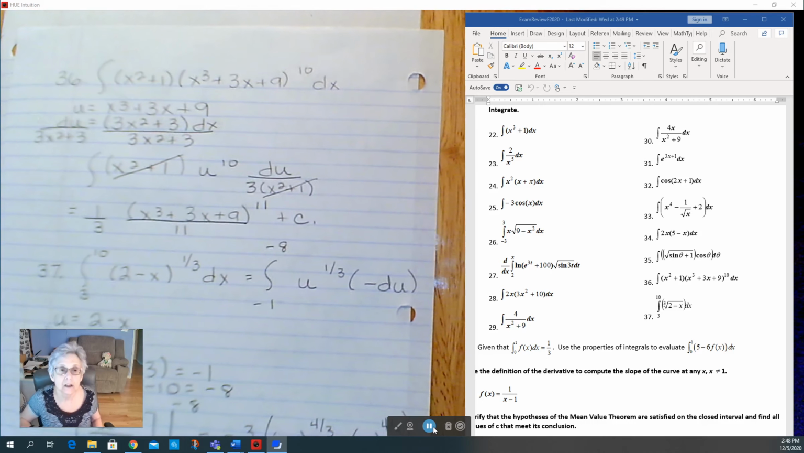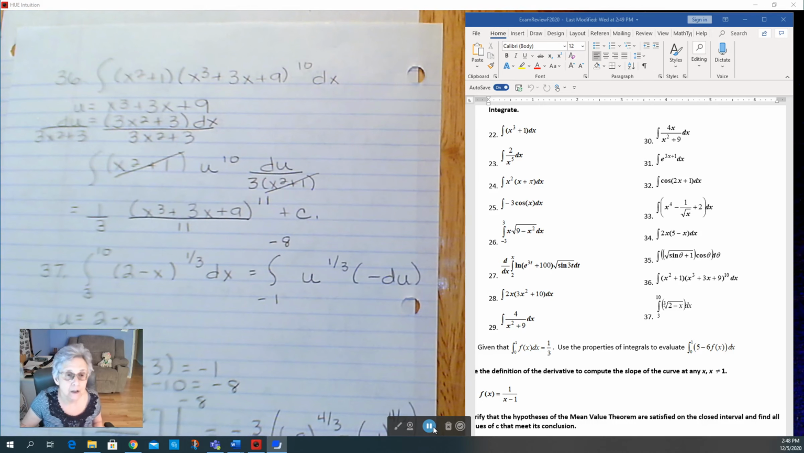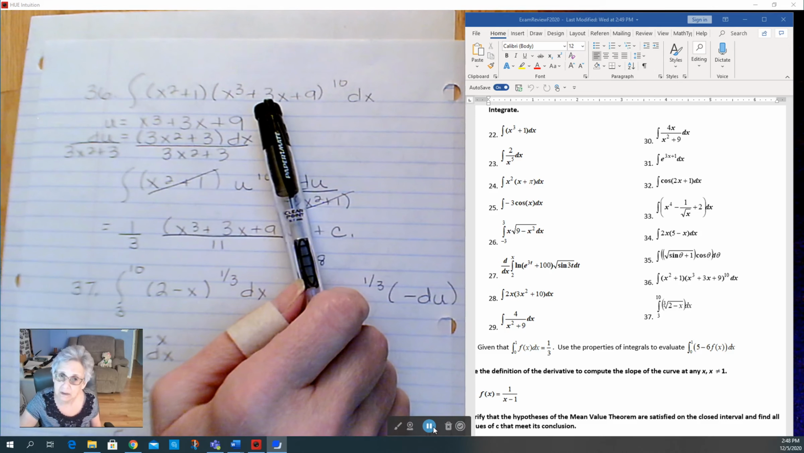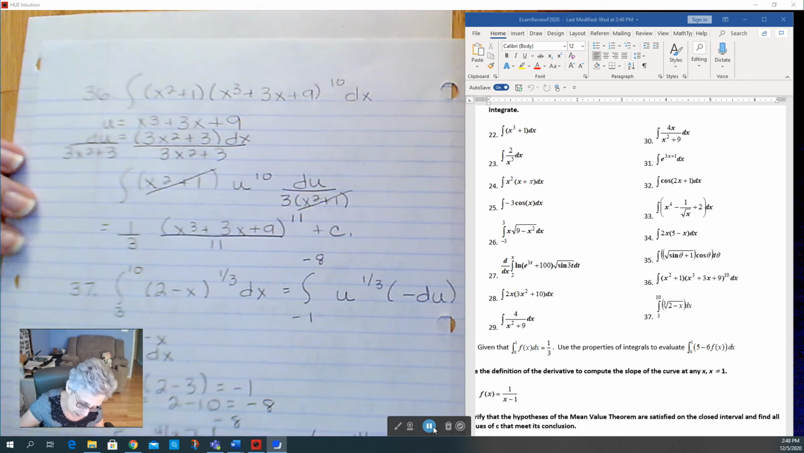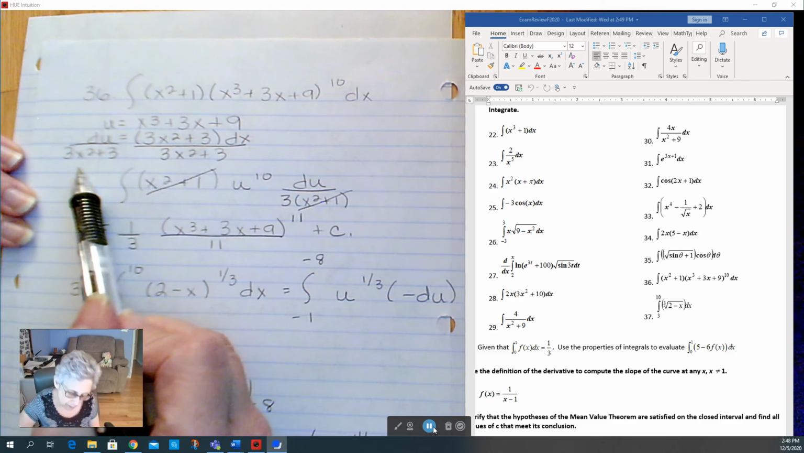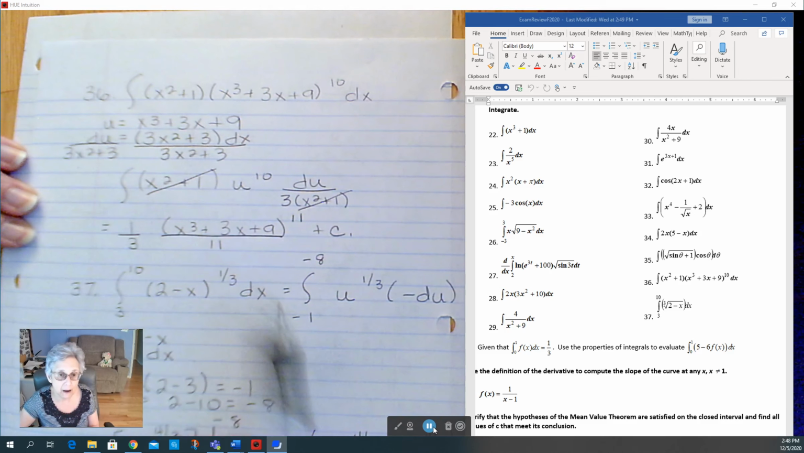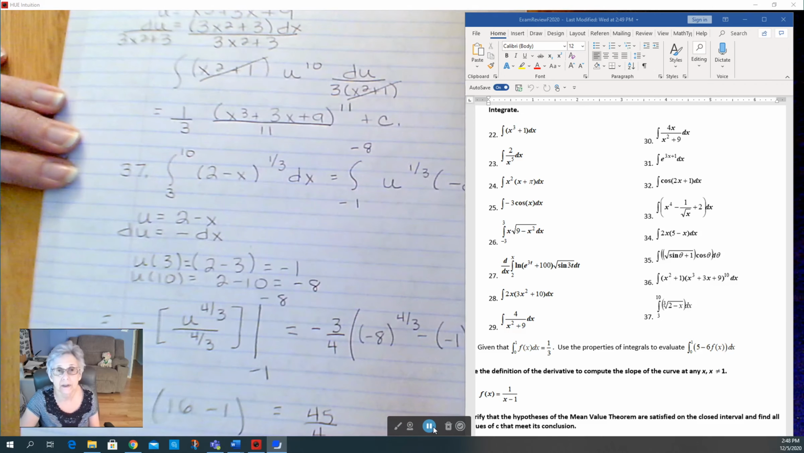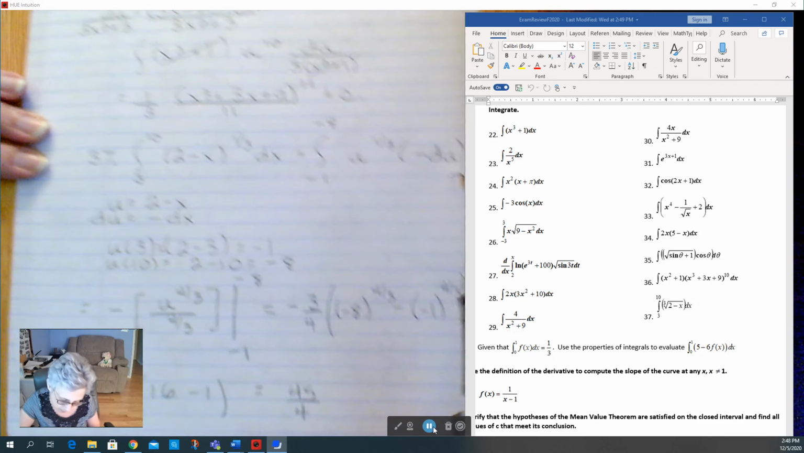Then I turned the page over. We had a u substitution problem. You just had to have faith that it was going to work, and it did. When you took the derivative, you were able to factor the 3 out, and then you had the x squared plus 1 to cancel with the x squared plus 1.